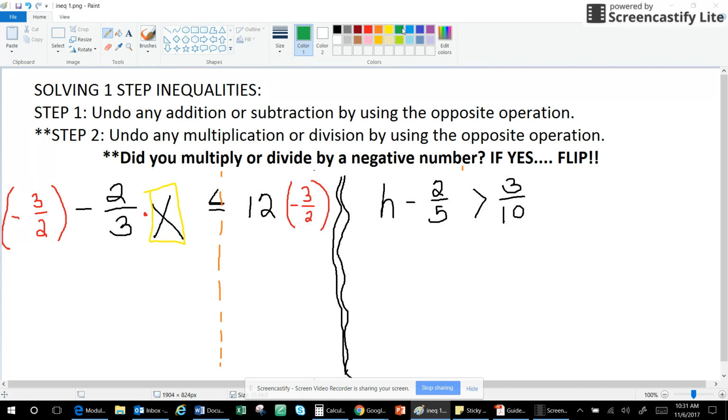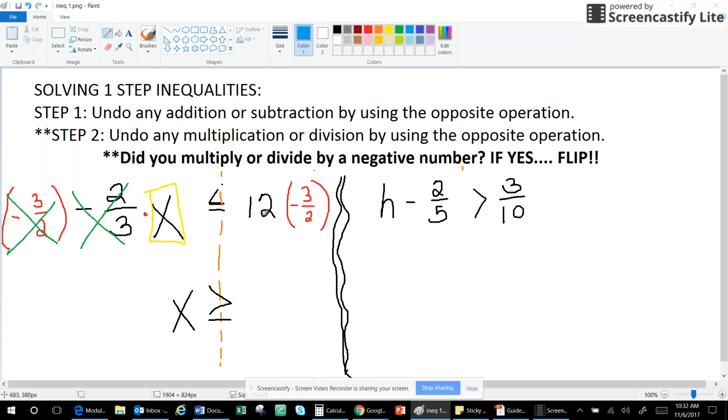When we do this, negative 3 over 2 times negative 2 over 3 end up canceling. We get the x. Now, since I multiplied by a negative number, that inequality flips around. It's no longer less than or equal to, it's greater than or equal to. And now I just have to do my fraction work.